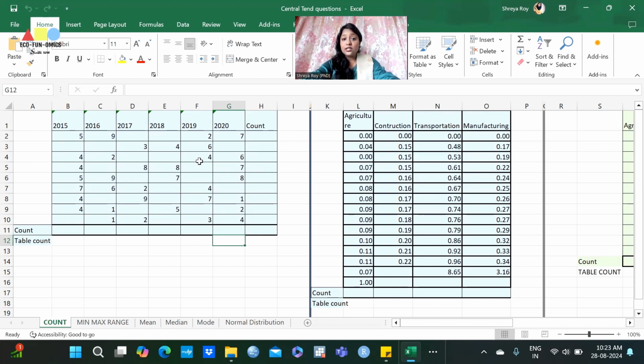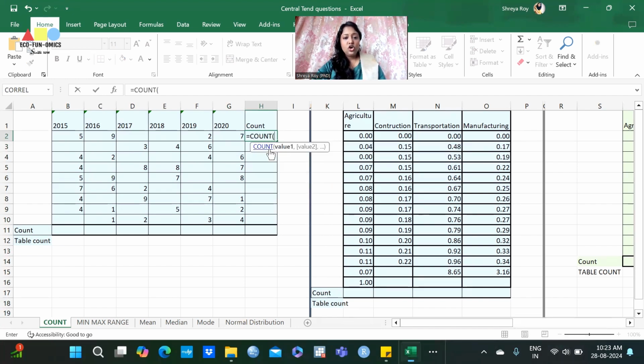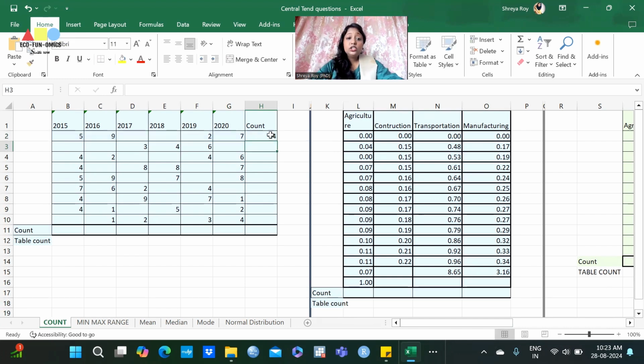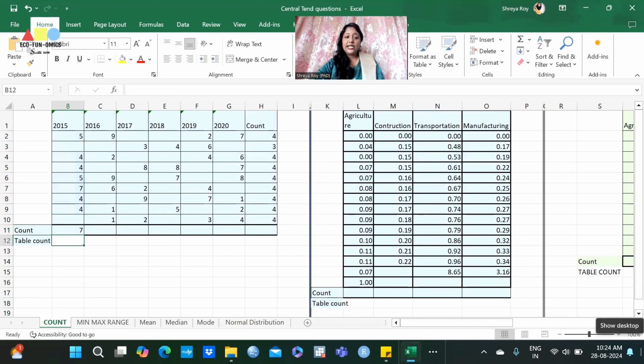But let us also understand the command. Okay. So is equal to COUNT, open bracket, select and drag all the variables, all the observation numbers, close bracket, enter, 4. So we say that there are 4 values and 2 missing. Similarly, I am repeating on the bottom side, is equal to COUNT, open bracket, select the cells, close bracket, enter.